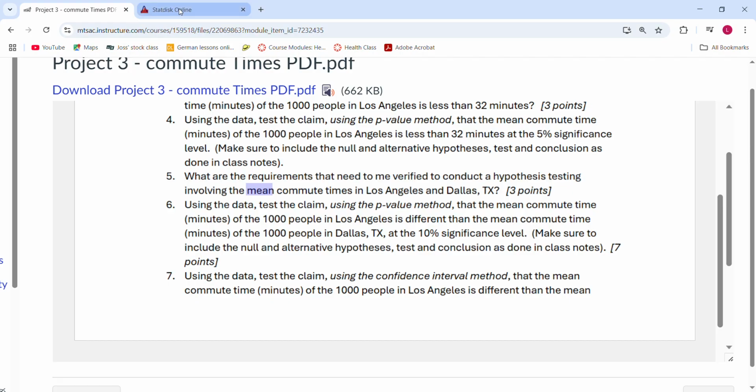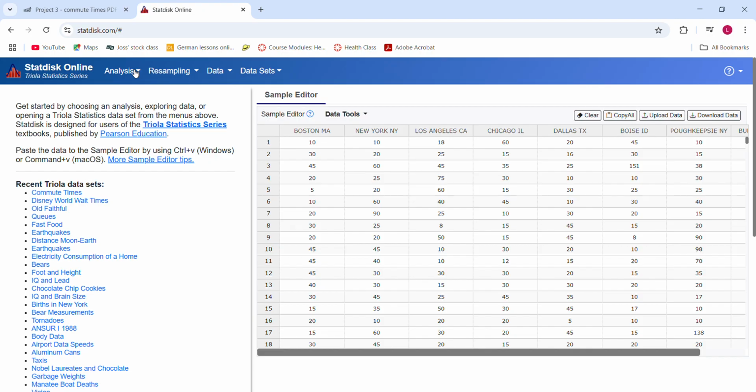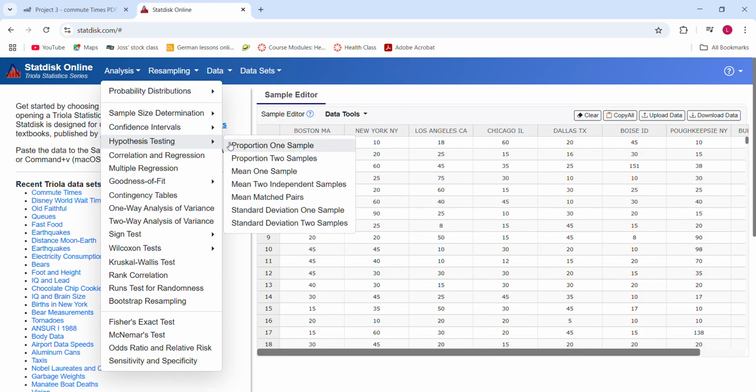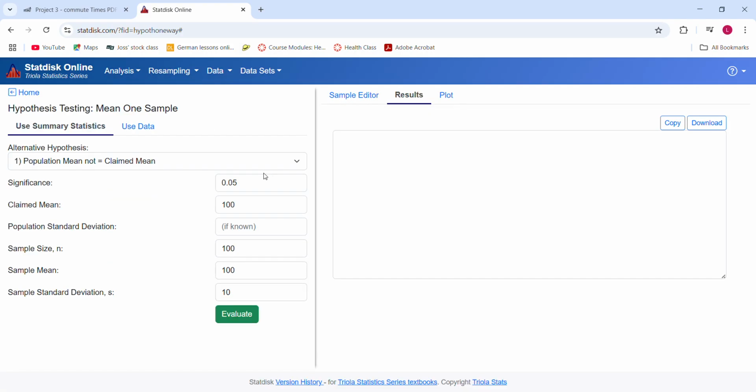So going back to StatDisk, and dropping down from analysis, you'll notice that we have hypothesis testing. You have 1 sample for proportions, 2 samples for proportions, 1 sample for means, and 2 independent samples for means, as well as matched pairs. Again, remember, matched pairs is if they were maybe the same people that were in the 2 cities. We don't know that information, so we would be dealing with 2 independent samples. So number 4 says only LA, so you would select the 1 sample.